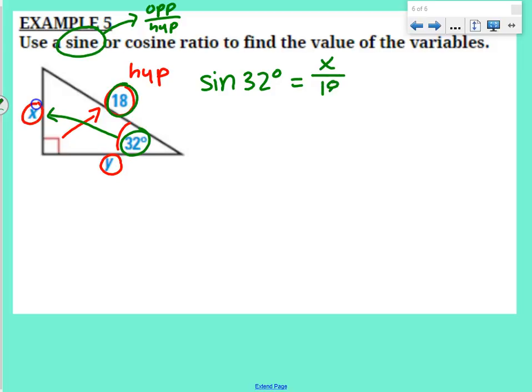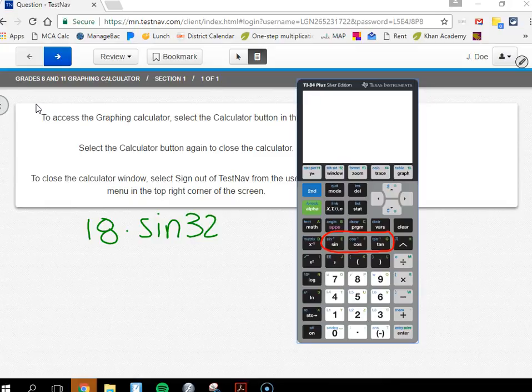18. Get x by itself, we're going to multiply both sides by 18. 18's cancel, we're left with x equals 18 times the sine of 32 degrees. Our calculators are going to come in handy again. So we want to determine 18 times the sine of 32 degrees. Our calculator should already be in degrees, but if you want to check, you can make sure. Then 18 times our sine, so we're using our sine button. 32 goes in parentheses, press enter. We get a decimal answer. Remember, we want to round that to the nearest tenth. So we can say x equals 9.5.